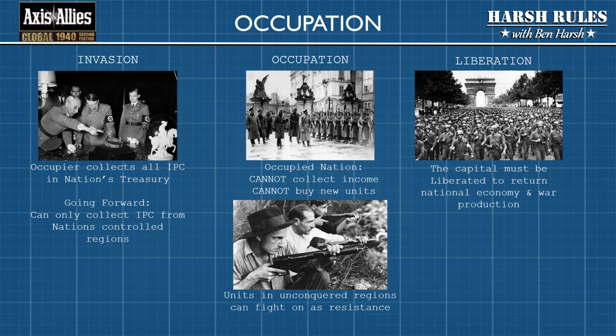Inevitably, during the course of a game, a nation's capital is going to be occupied by the enemy. After a successful invasion of the capital, the occupier collects all of that nation's IPCs. The original owner is still in the game, but they cannot collect income or buy new units. Any remaining units in unconquered regions can still fight on as a sort of resistance. If that conquered nation's capital territory is liberated, either by that nation's resistance forces or the nation's allies, then that player regains control of their forces and plays again as normal.